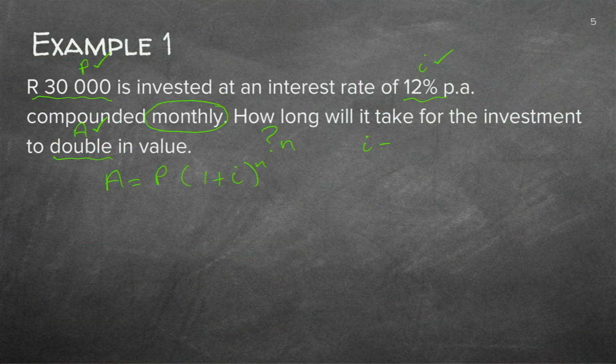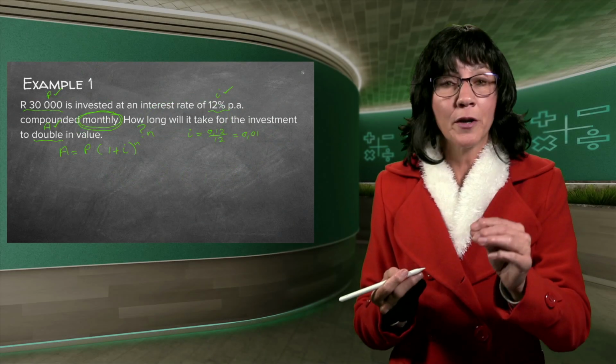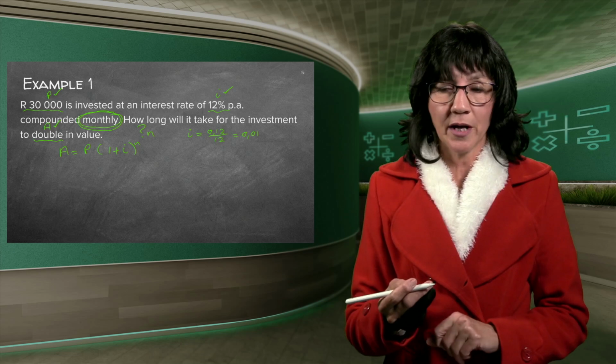My i is 12%, 0.12. We don't like over fractions, over 100. But it's compounded monthly. Monthly. That means I must divide it by 12. And remember I said if it's been divided by 12, you can really just do it 0.01. It just makes it easier. Just be very careful that you don't write 0.1. So rather just quickly check it on your calculator.